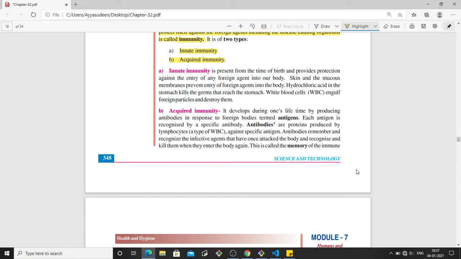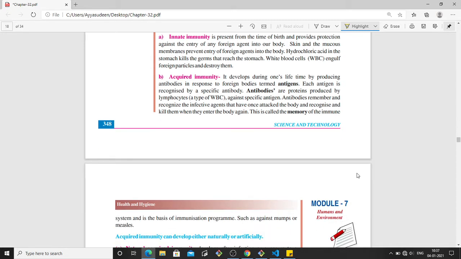Okay, once an antigen infects a body, then antibodies are produced for it. Then the antibodies will remember. So in the future, if the same antigen comes again, then the body will produce the appropriate cells to destroy that antigen. So that is the memory of the immune system. Okay.